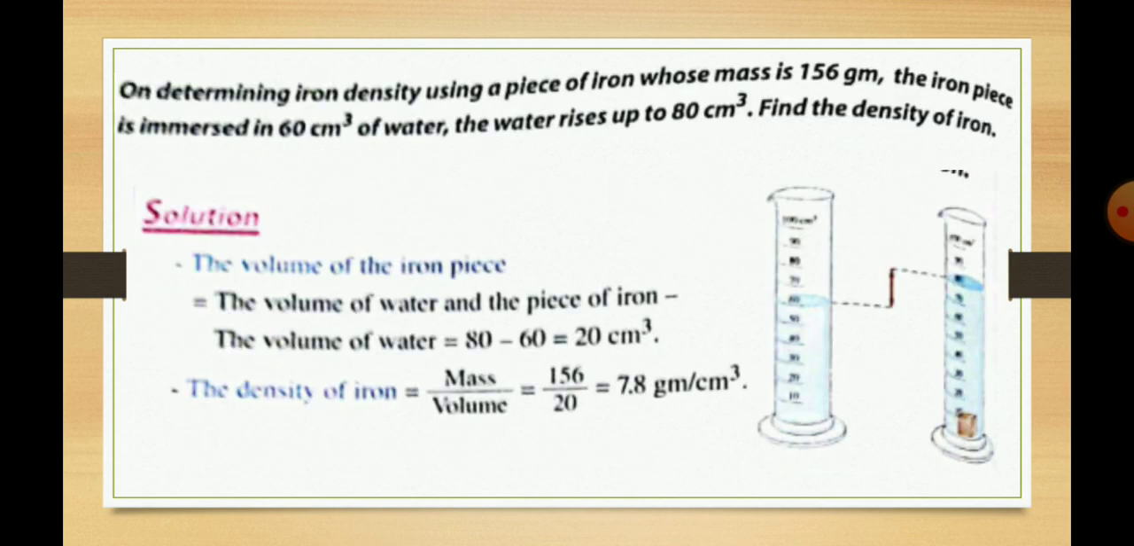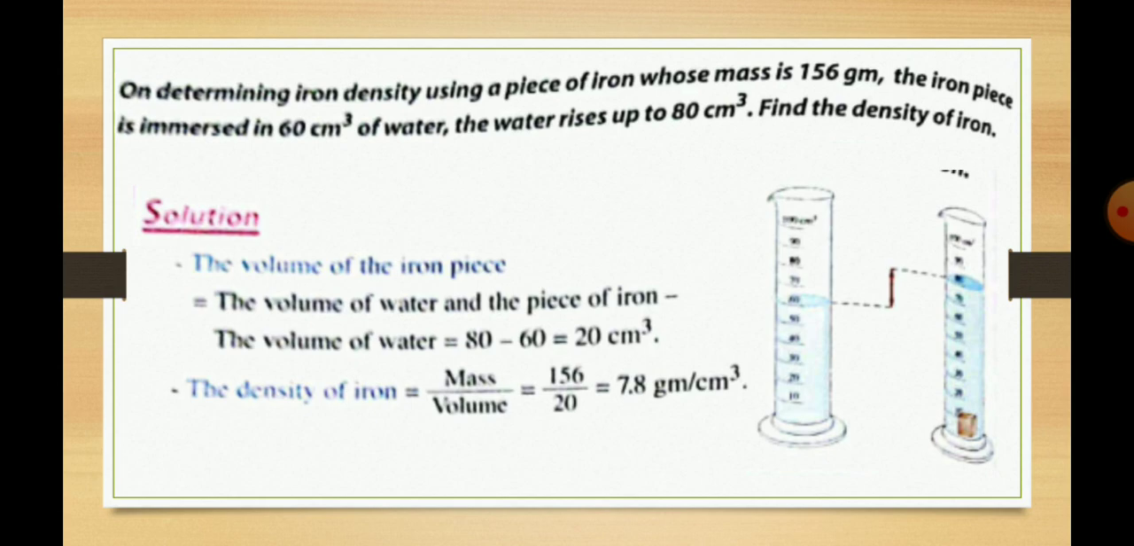Another example, on determining iron density using a piece of iron whose mass is 176 gram. The iron piece is immersed in 60 cubic centimeter of water. The water rises up to 80 cubic centimeter. Find the density of iron.